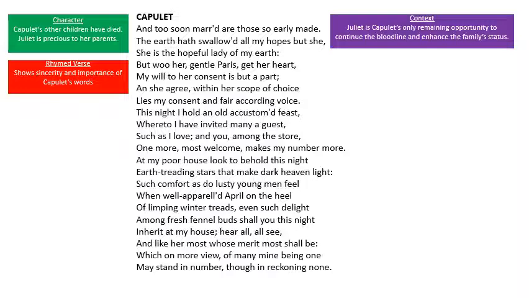Now let's talk about a few different methods here. You'll notice that at this point where he says, "But woo her gentle Paris, get her heart," the lines begin rhyming in couplets. Now, when Shakespeare uses rhymed verse, it shows sincerity and importance. And so this next part shows that this really is very important to Capulet. What he's saying to Paris here means a lot to him and also to the story.